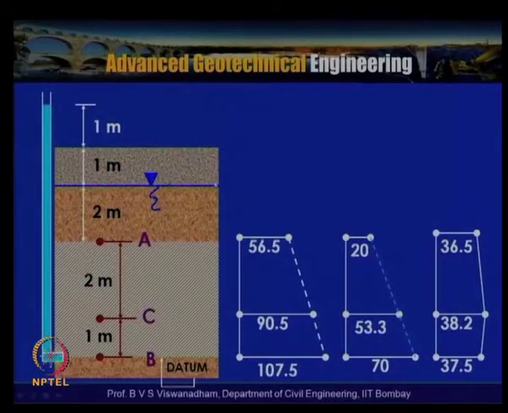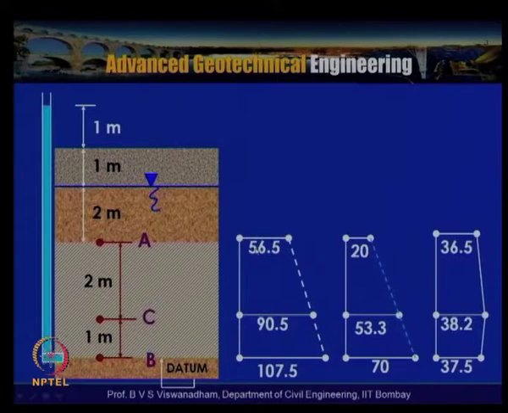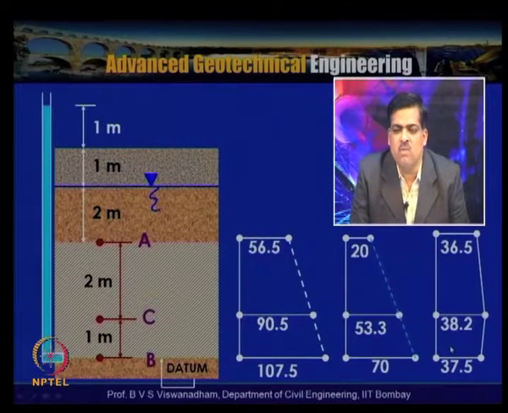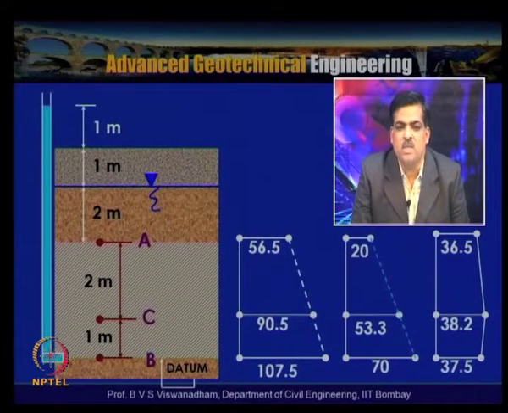So with this, for the given problem discussed in the previous slide, the total stress diagram is shown like this: 56.5, 90.5 and 107.5, the units being kilonewton per meter square. The water pressure is 20, 53.3 and 70, and the effective stress is 36.5, 38.2 and 37.5. It has a nearly constant effective stress of about 37.5, an average effective stress of about 38 kilopascals.